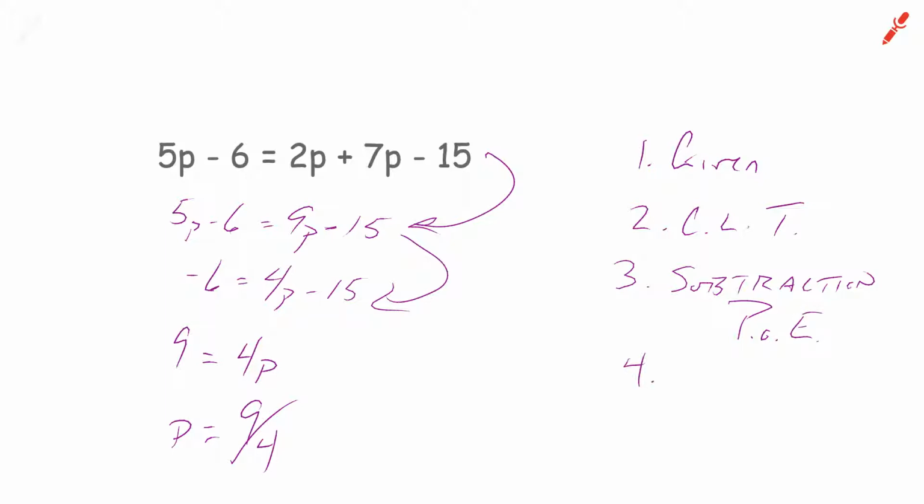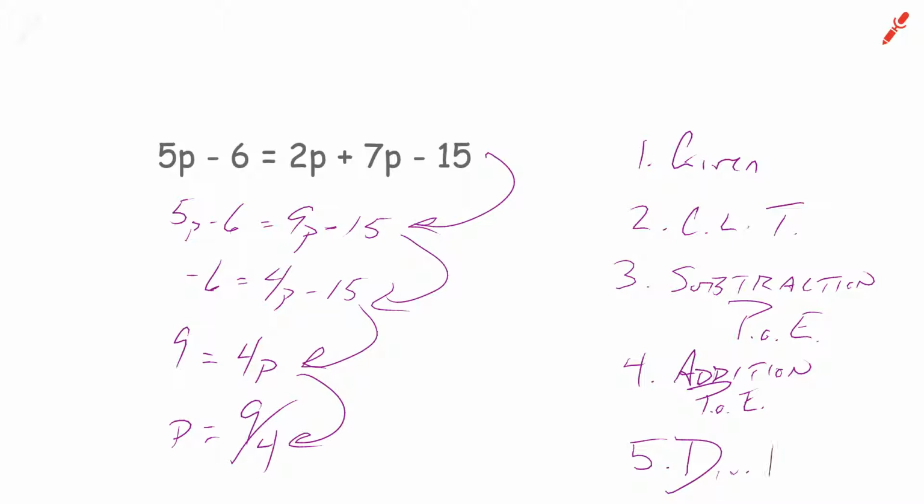Step 4, from here to here, I added 15, so that's the addition property of equality. Step 5, from here to here, I divided, so that's going to give me the division property of equality.